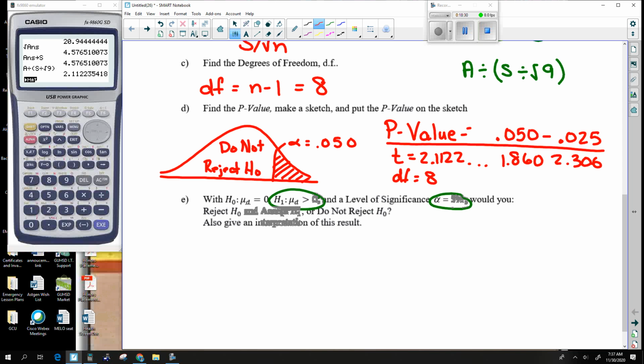Okay, so we put our p-value on there. Our p-value is the same with one, so we default to the other. The other is smaller, so we go with the smaller. Okay, so it's smaller, it falls into that rejection zone.